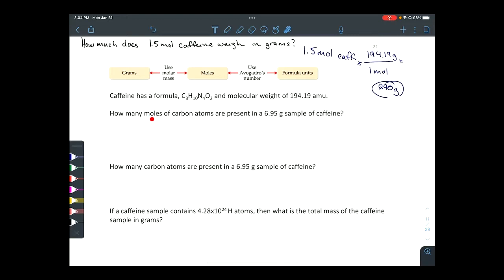But let's think about this one, which is kind of straightforward. How many moles of carbon atoms are present in a 6.95 gram sample of caffeine? So we start with what's given here, and our goal is to get to moles of carbon. So my idea is I will start with what's given, grams of caffeine.